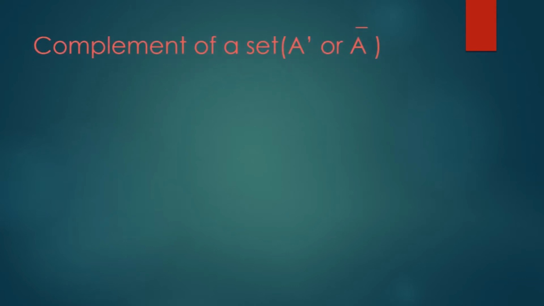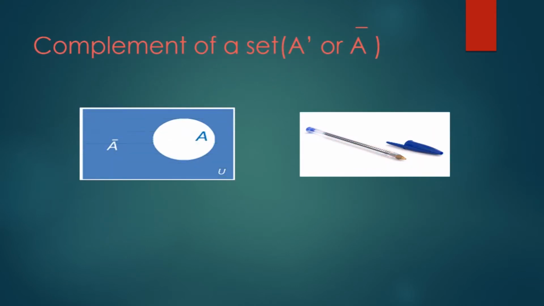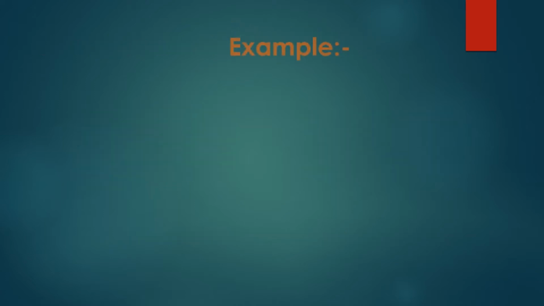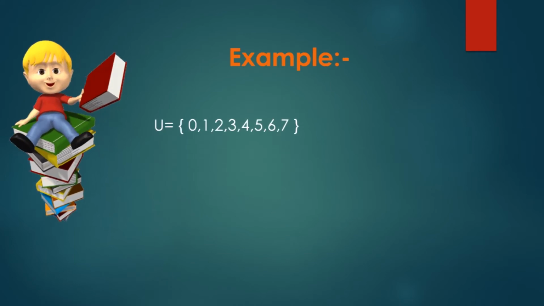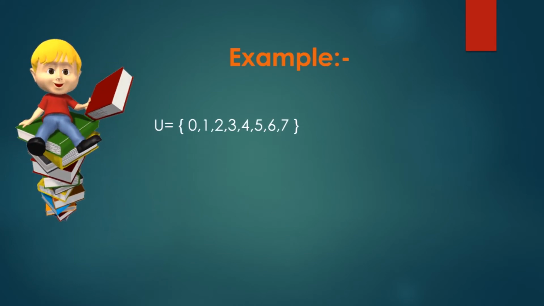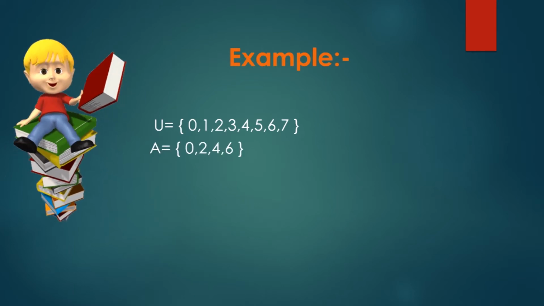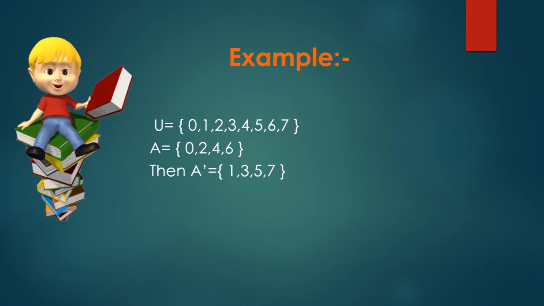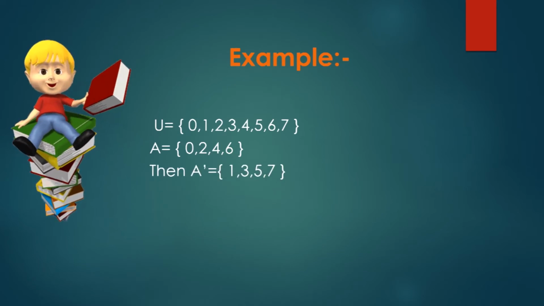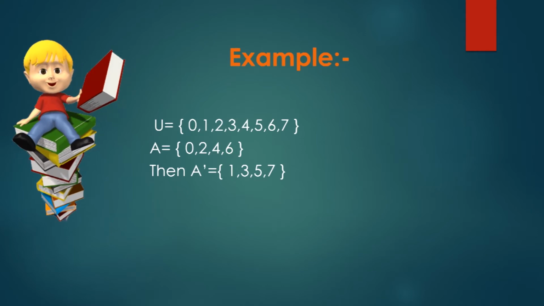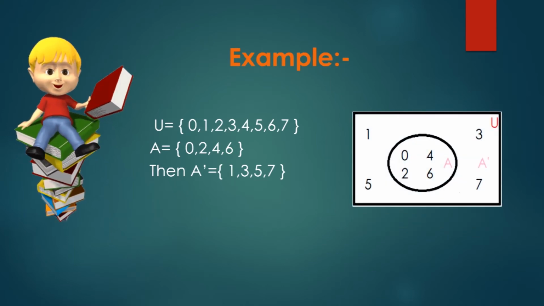For example, look at the picture. Two parts of the pen are complement of each other. The Venn diagram will be like this. Shaded part represents the complement of the set A. If U is a general set with elements 0, 1, 2, 3, 4, 5, 6 and 7 and A contains 0, 2, 4 and 6, then complement of A is 1, 3, 5 and 7. Here is the Venn diagram.